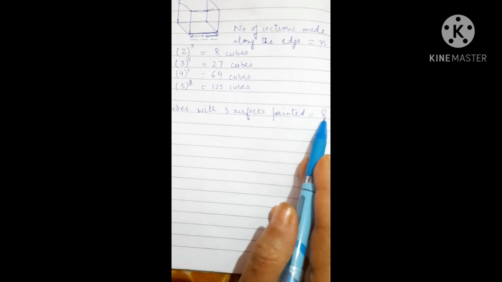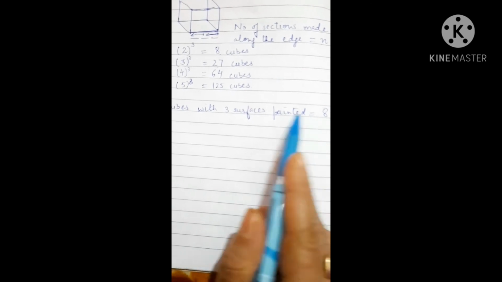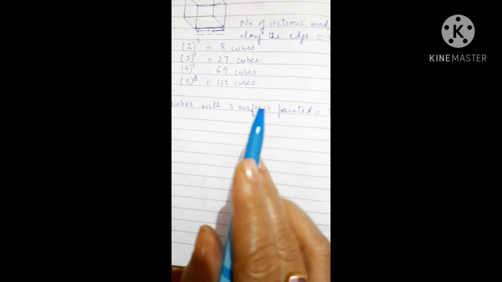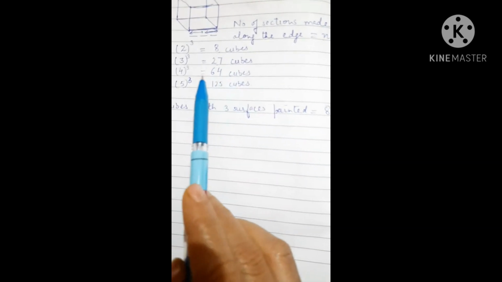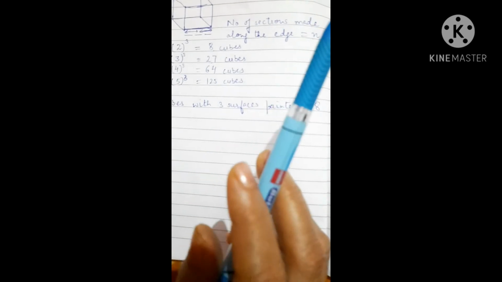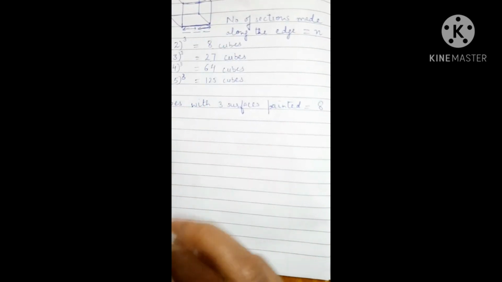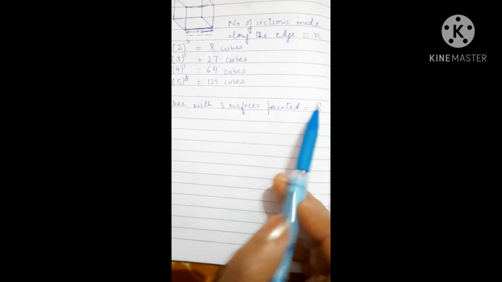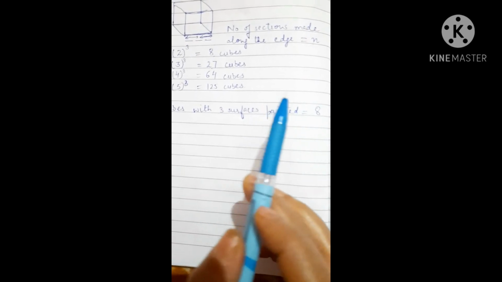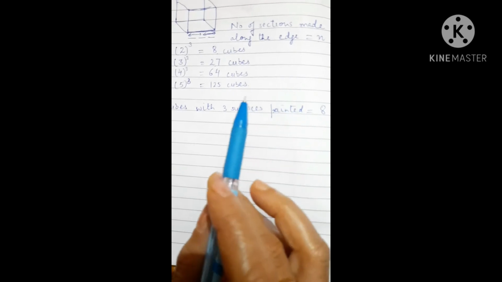So how many vertices are there? 8. So that answer is always the same for any number of cubes, be it 8 cubes, be it 27 cubes, 64 cubes, 125 cubes or 216 cubes. Whatever number is given, for 3 surfaces painted the answer will always be the same, that it will be 8, because vertices will not change. Vertices will remain 8 for a larger cube.